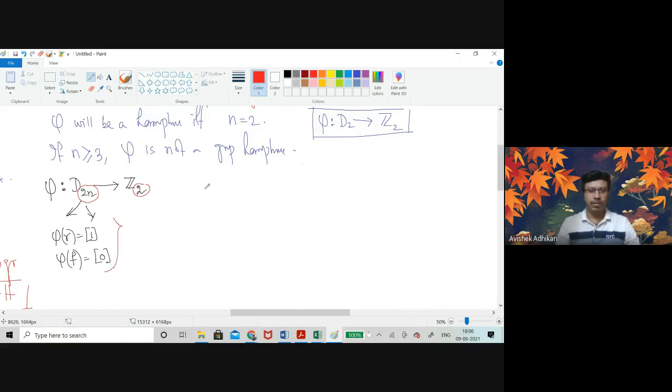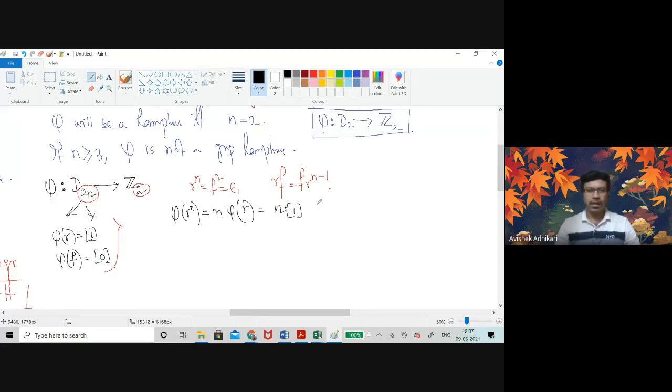Okay, let's have a look at what will happen here. Again we'll have r to the power n equal to f squared equal to e, rf equal to f r to the power n minus 1. So let's see if these properties are satisfied or not. Can you tell me whether this is satisfied or not? So phi of r to the power n equals n times phi of r. What is phi of r? This is 1.